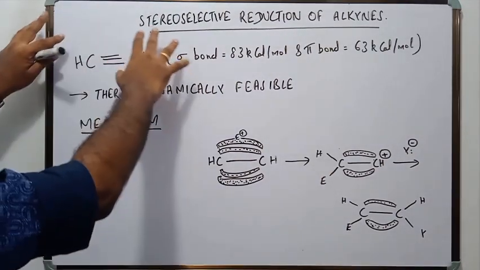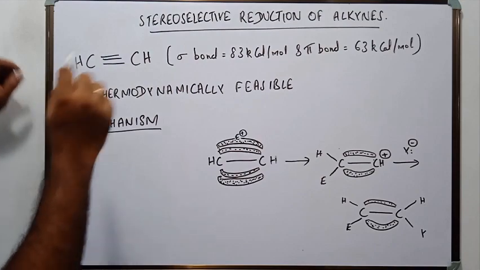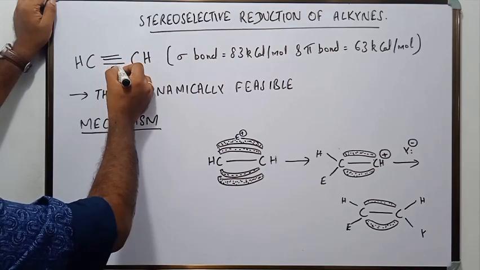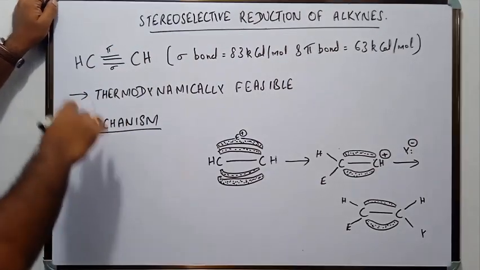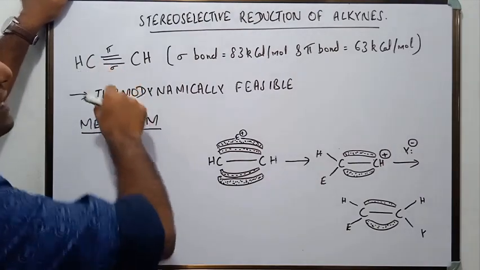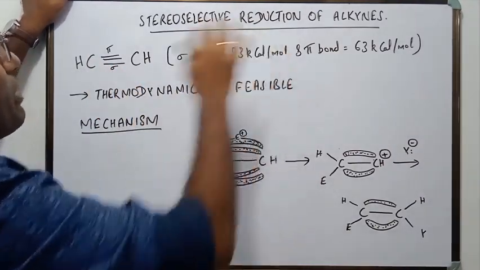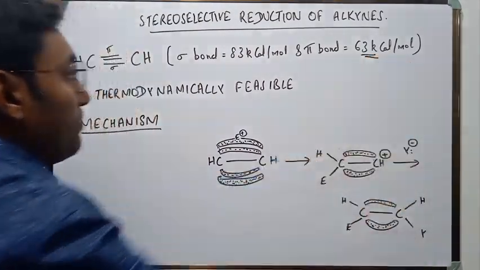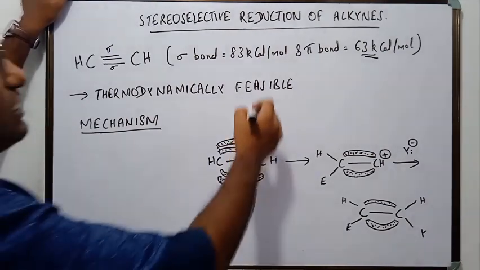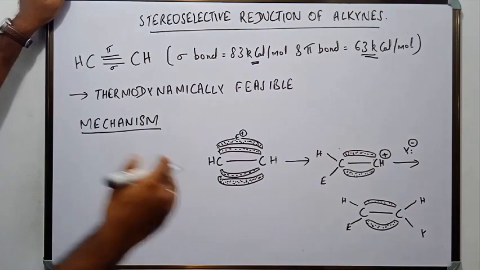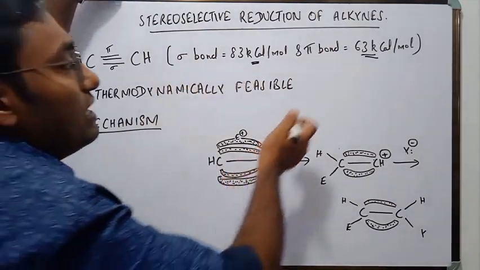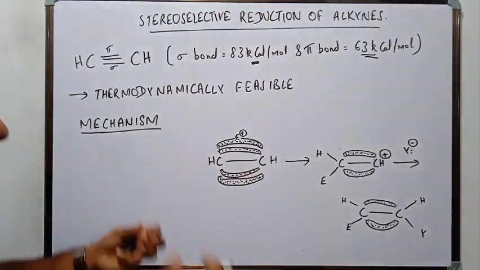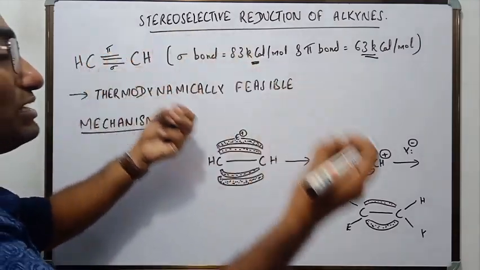Alkyne is an unsaturated hydrocarbon with a triple bond. It has got 1 sigma bond and 2 pi bonds. The energy required in the formation of 1 sigma bond is 83 kilocalorie per mole, and the energy required in the formation of a pi bond is 63 kilocalorie per mole. So obviously the sigma bond is thermodynamically lower energy, or thermodynamically much more stable, than the pi bond. That means alkanes are thermodynamically more stable than alkenes and alkenes are thermodynamically more stable than alkynes.